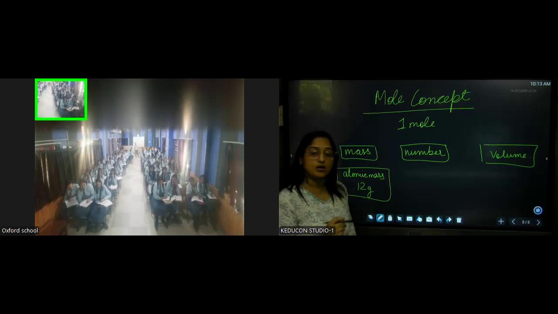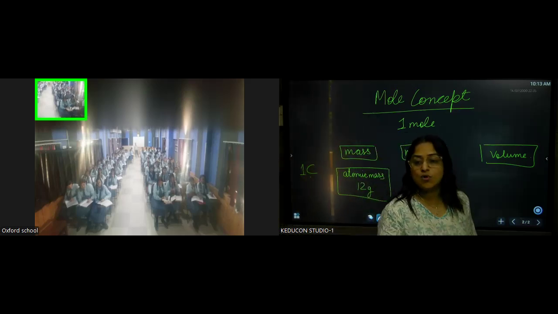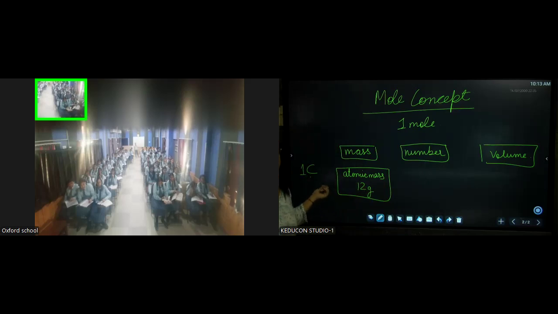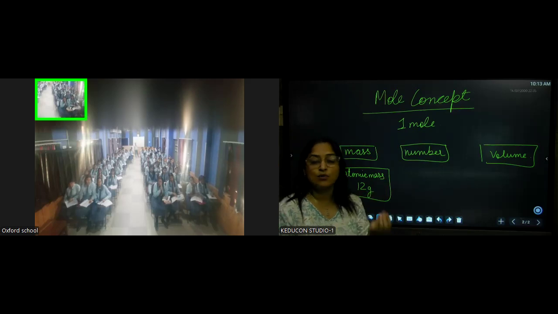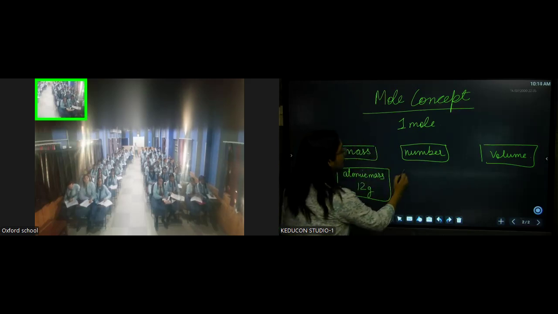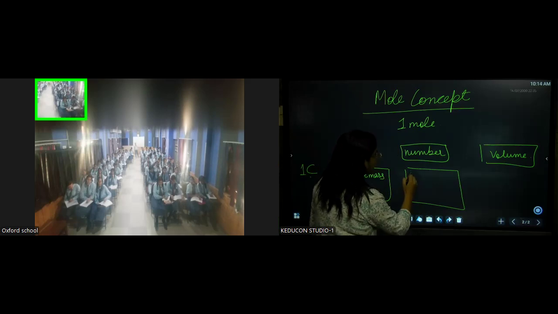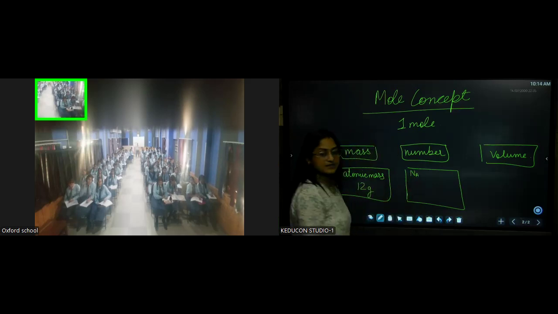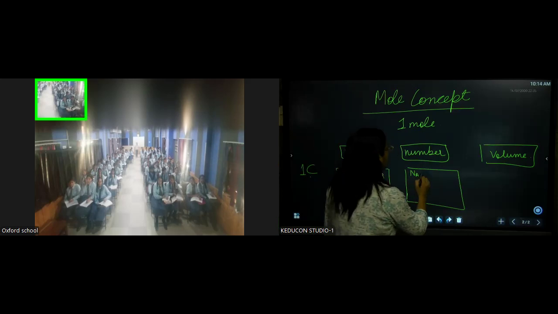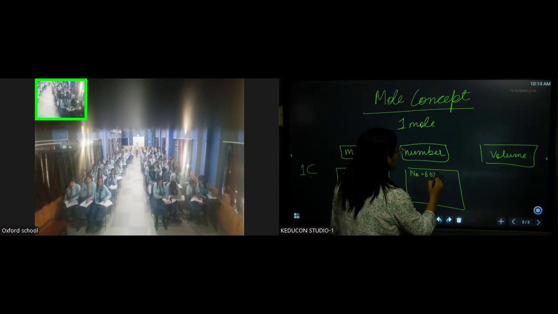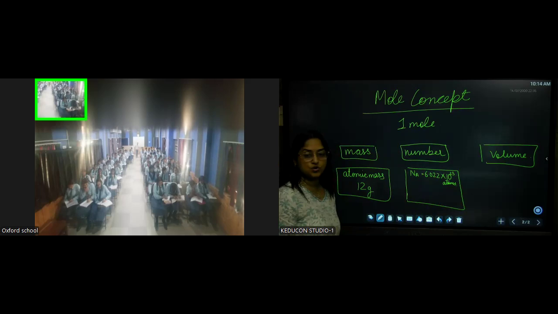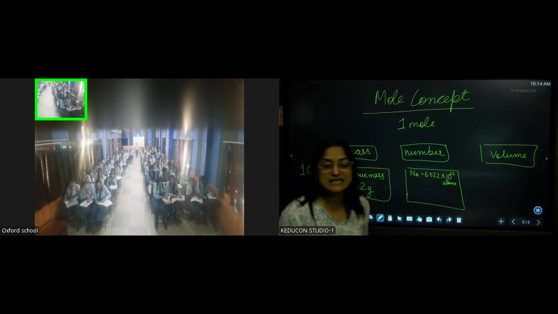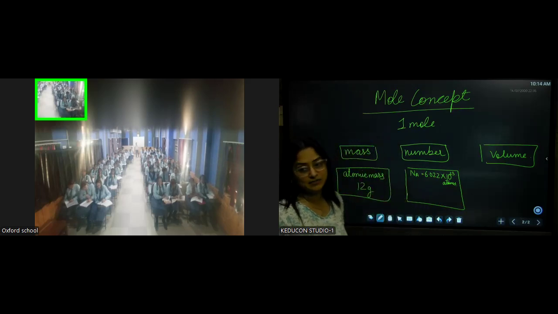Right? If I talk about number, 1 mole of carbon atom has how many number of atoms? That is fixed. 1 mole of any element will have Avogadro number of atoms, which is written like this also. This is sign for Avogadro number, and its value is 6.022 × 10^23 atoms. This is Avogadro number of atoms, which is present in 1 mole of any element.